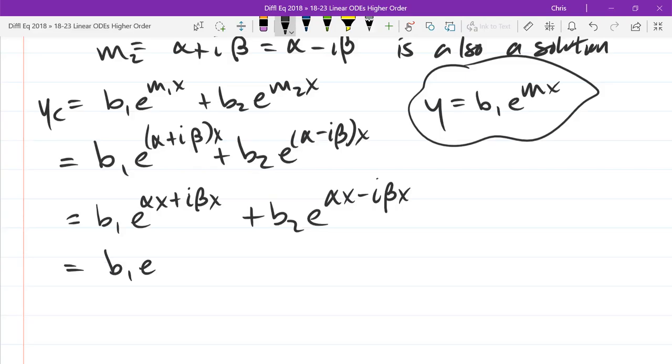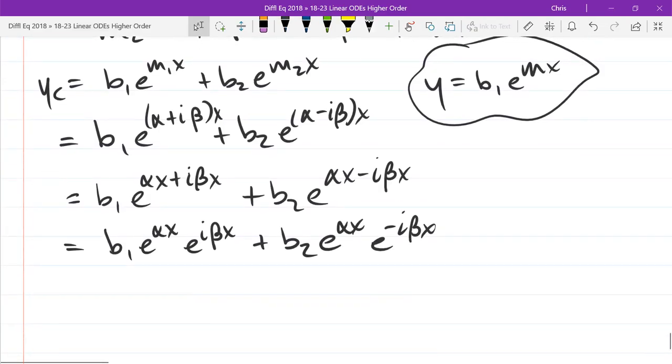So now we're going to use the exponential algebraic property. We got e to the alpha x times e to the i beta x plus b2 e to the alpha x e to the negative i beta x. So any algebra questions on what I did here? And this should be pretty much algebra 2 stuff right here.